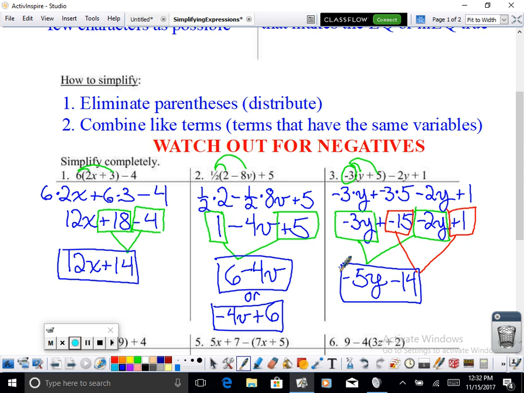So if I wanted to, I could say negative 5y plus negative 14. But what would I have to change that plus negative to? Just to minus. I would just have to have minus anyway. We don't like to keep two operators back to back.